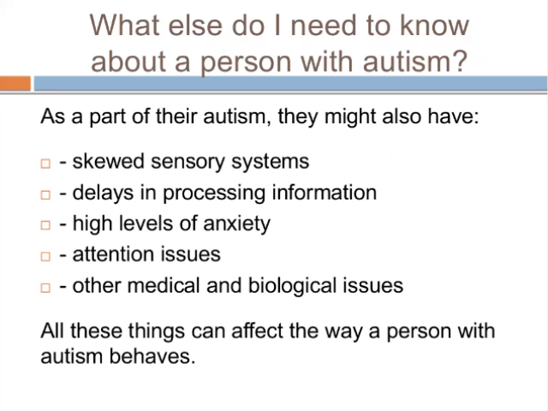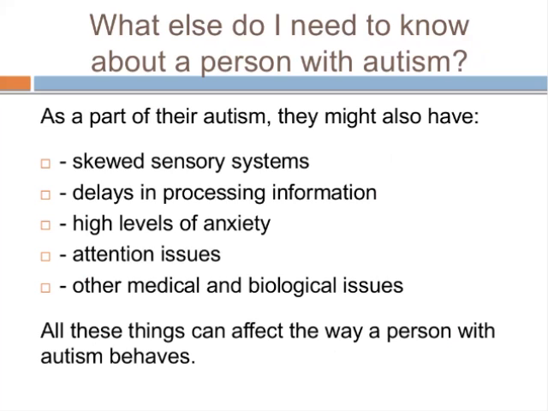What else do I need to know about a person with autism? As part of their autism, they might also have skewed sensory systems, delays in processing information, high levels of anxiety, attention issues, and other medical and biological issues. So what do all these mean? Skewed sensory systems, that means that their smell, taste, hearing, touch, sight, those can either be hyper-effective, more than a typical person's, or hypo-effective, which is less than a typical person's.